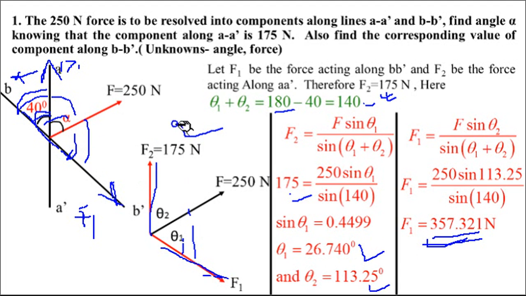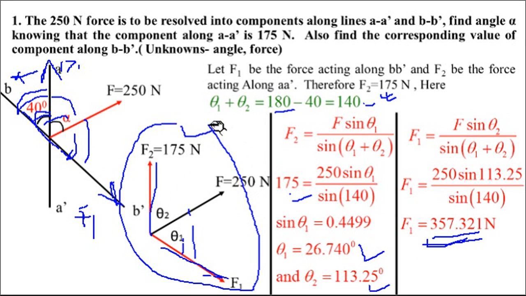Okay, so after getting this particular figure, it is very simple to use the skew resolution problem. अगर मुझे f1 निकालना है तो क्या करूँगा मैं, F means is 250 sin of this theta 2 divided by sin of theta 1 plus theta 2.